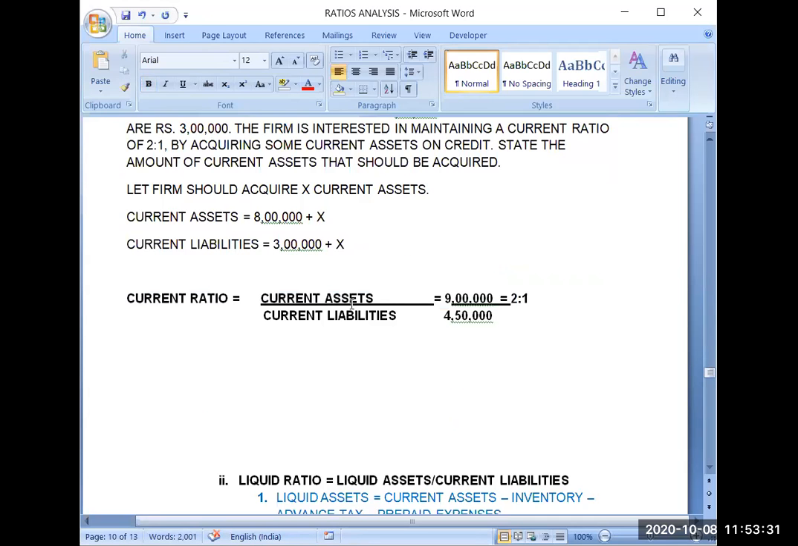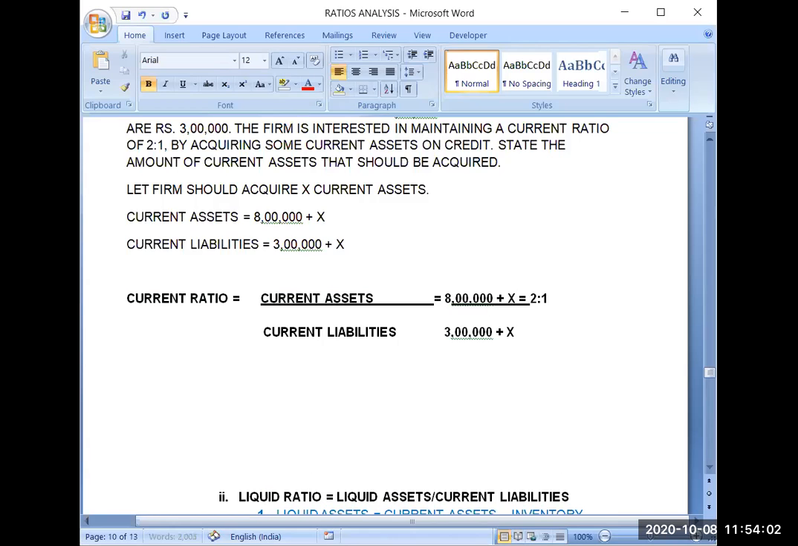the formula will be current assets upon current liabilities, and then it will be 8 lakh plus X divided by 3 lakh plus X, and it should come 2:1. It should come 2:1 as the question is saying.